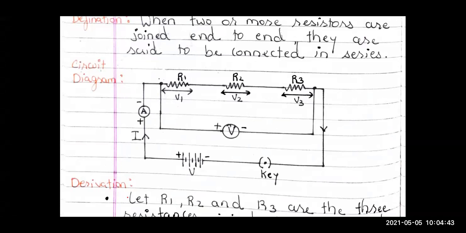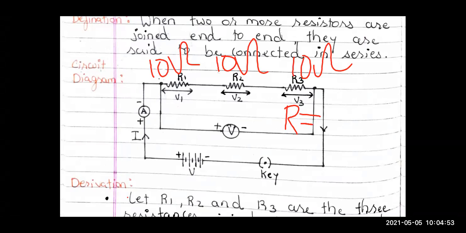Suppose the first resistor is 10 ohm, the second one is also 10 ohm, and the third one is also 10 ohm, right? Then the total resistance will be R1 plus R2 plus R3. 10 plus 10 plus 10, that is 30 ohm, right? Okay. Now, what was the formula? RS equals R1 plus R2 plus R3.